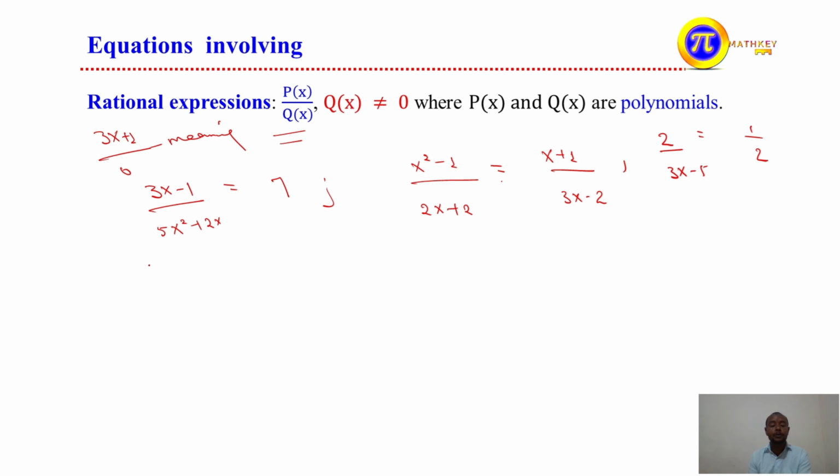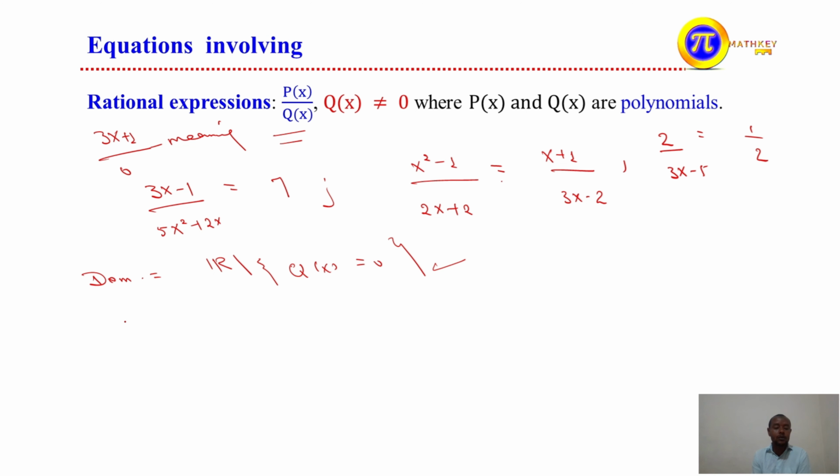So, to solve such problems, first we restrict the domain. The domain of this rational function is all real numbers except the zeros of the denominator. Let's say q of x is equal to 0. If q of x is 0, it becomes meaningless or undefined. So, we restrict the domain of the rational function in this way.